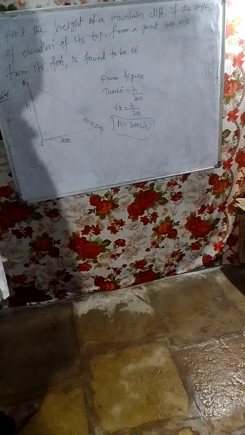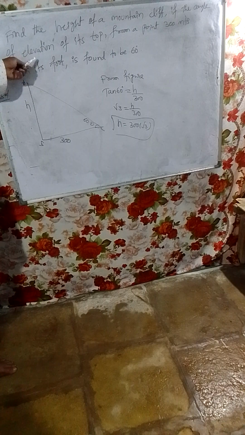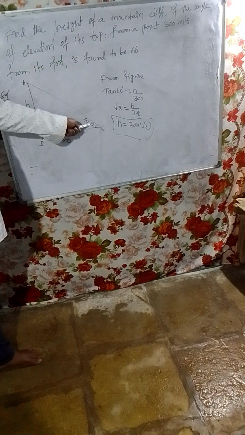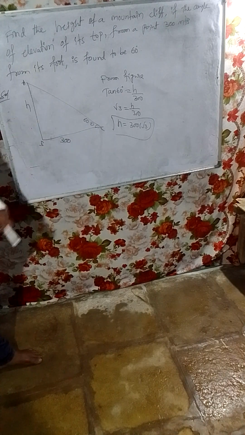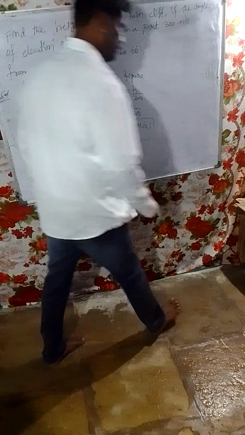Okay, next, one more question. Find the height of a mountain cliff if the angle of elevation of its top from a point 300 meters, the angle is 60 degrees, then the height is to be found. When the opposite and adjacent are given, we should do tan or cot.